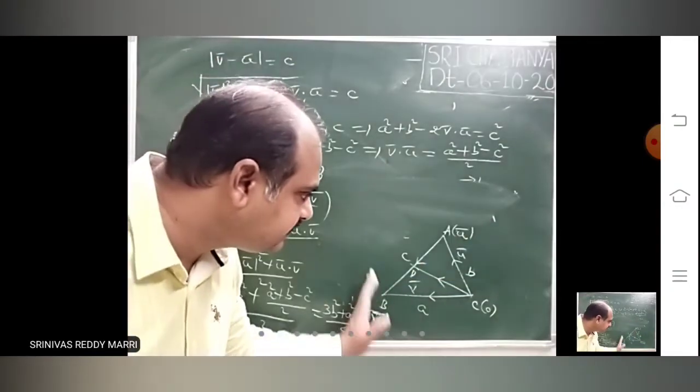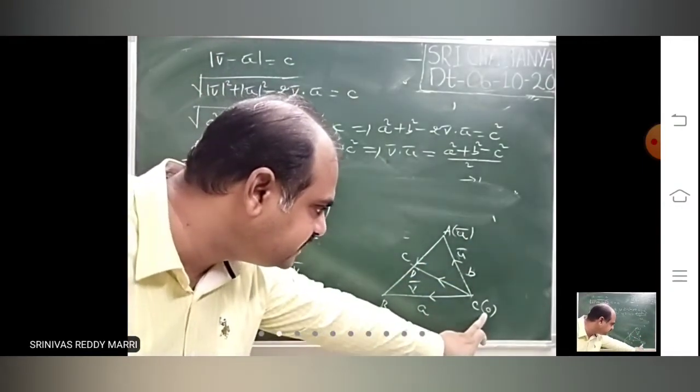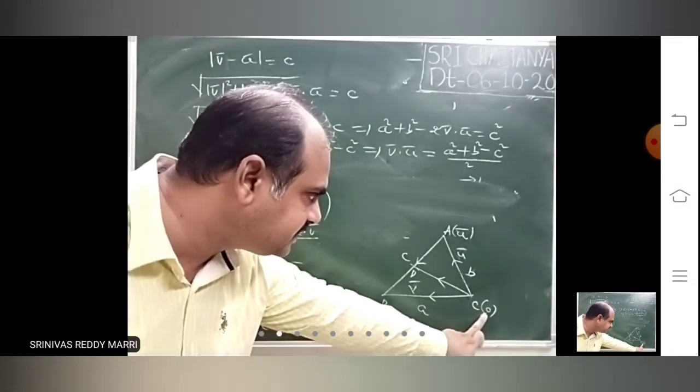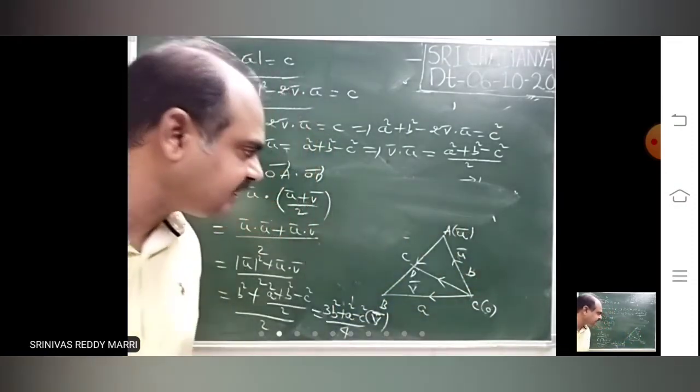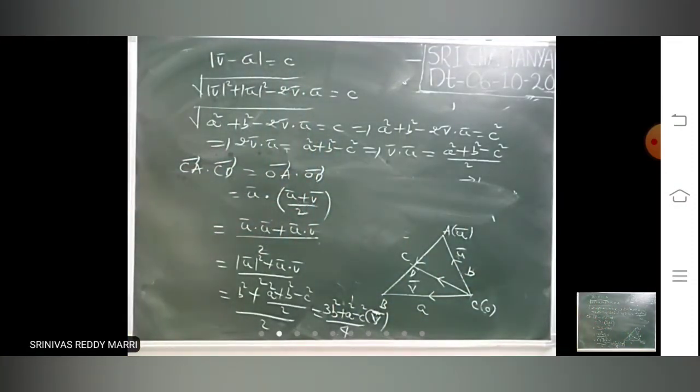Like that, whenever this type of problem comes, you assume position vectors. This is origin, and assume position vectors for the points. Then you will get the problem easily.